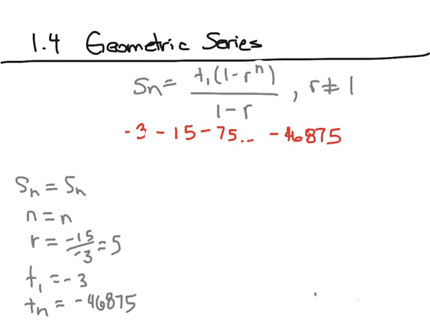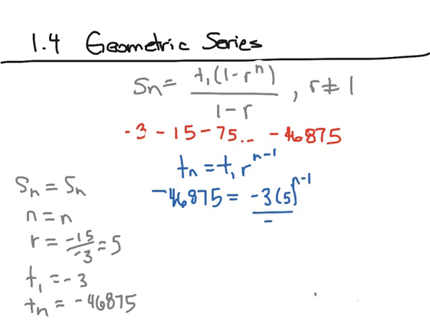So we need to use the formula from yesterday. So Tn is equal to T1 r to the n minus 1. Tn is negative 46,875. It's equal to negative 3 times 5 to the n minus 1. Divide both sides by negative 3, and we should get 15,625 is equal to 5 to the n minus 1.